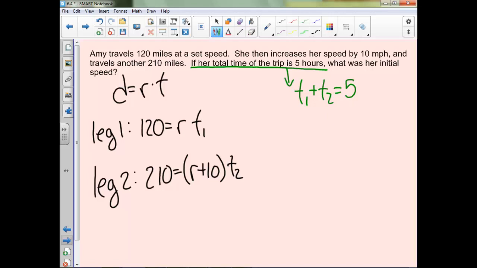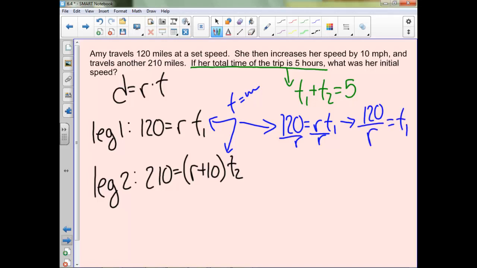So notice that also means we have to get both of these so that it's t equals something. So let's go ahead and look at this. This first one, to get t1 by itself, we're going to divide both sides by r. And on this one, we're going to have 210 divided by r plus 10 is equal to our second time.